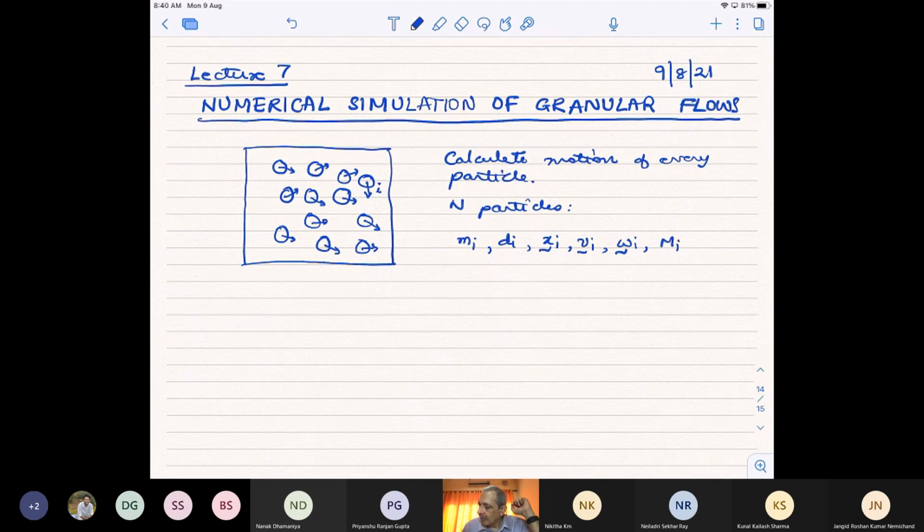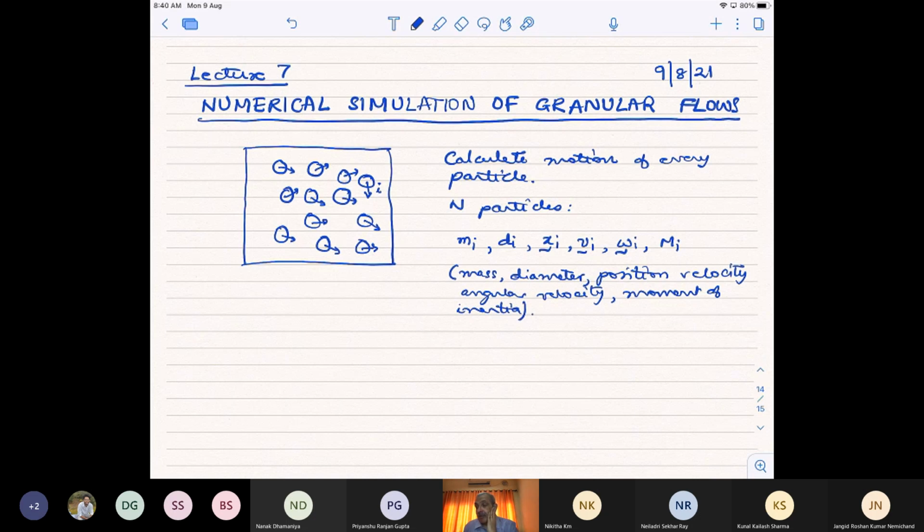So just in case I went a bit fast, we just write down this: mass, diameter, position, velocity, angular velocity, and then moment of inertia. So these are properties of the particle.